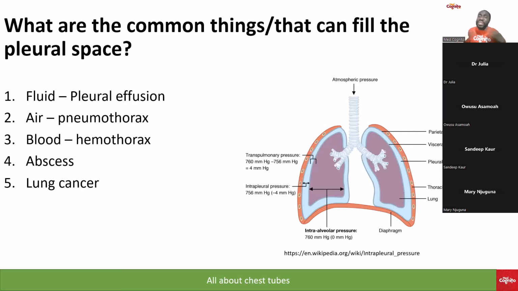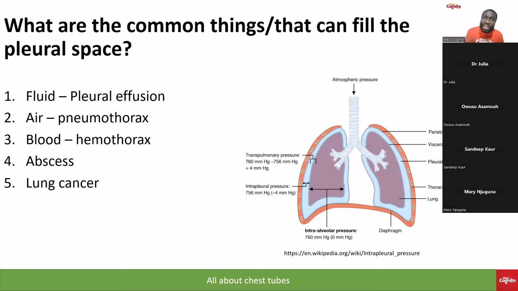There can be situations which cause an overproduction of that fluid. For example, if somebody has heart failure. Or if there is an infection going on, like pneumonia, people can develop some pleural effusion after an infection because of the inflammatory process. Number two, that negative space can also be changed if the place is occupied by a lot of air, and we call that pneumothorax.